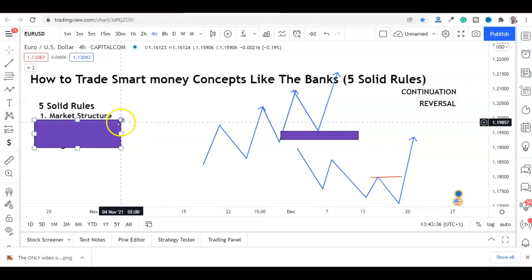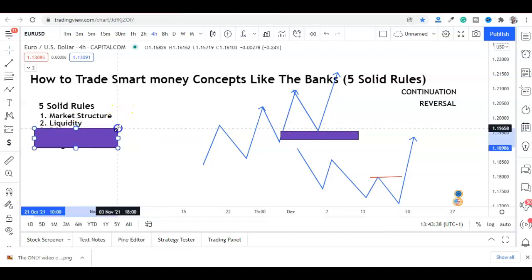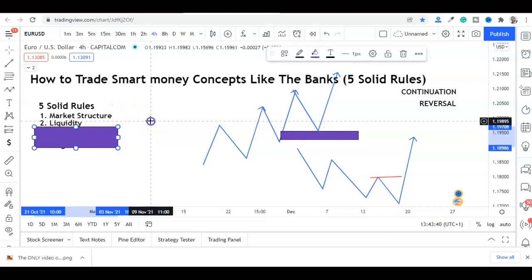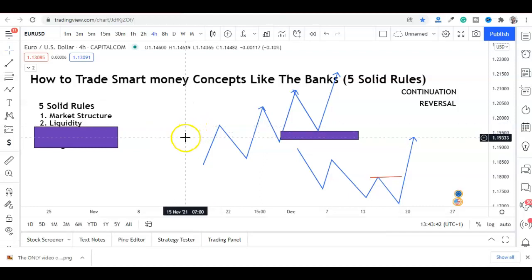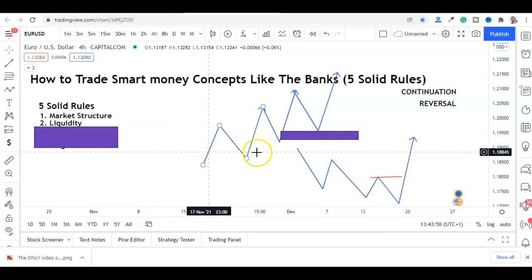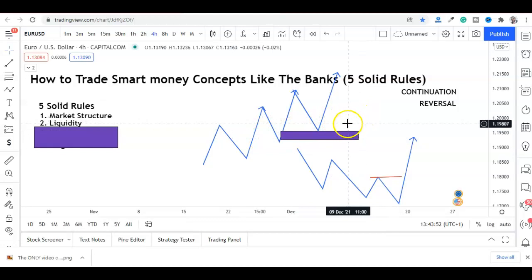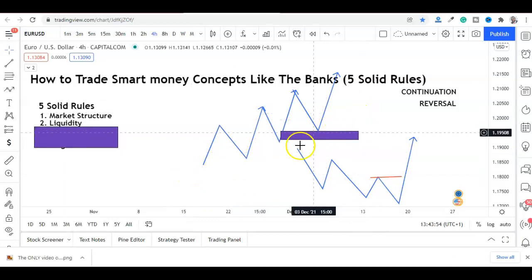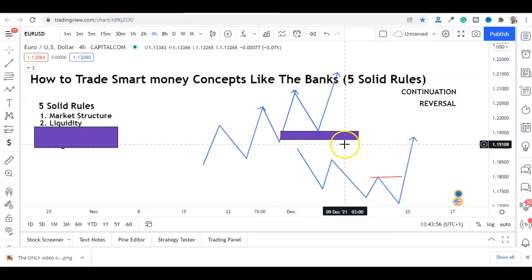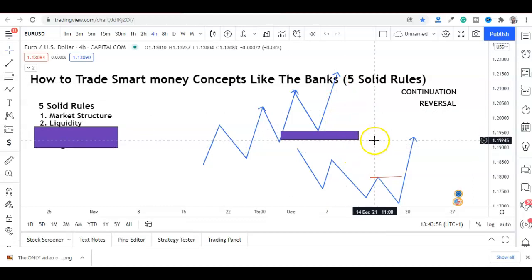Okay, so once you identify your market structure, be it a continuation pattern or a reversal pattern, like in this case, the next step is to understand what is called liquidity. And what is liquidity? Liquidity are simply pending orders on the chart. You identify where you feel that pending orders will be lying so that market moves towards them, because liquidity is what really drives the market. A market without liquidity will not move. Nothing will move. It won't go up, it won't go down.